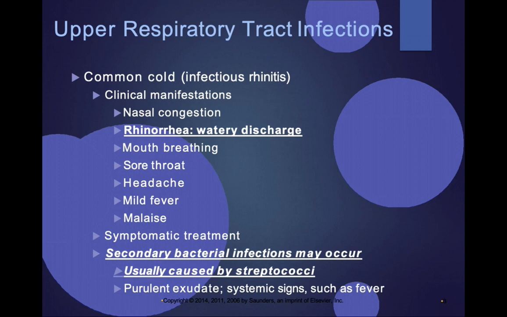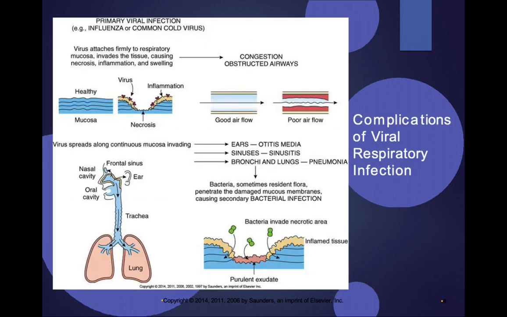The clinical manifestations: there's nasal congestion, there's rhinorrhea. Rhinorrhea is the watery discharge. Because the nose is very congested, people typically breathe from their mouth. There's a sore throat, headache, mild fever, and malaise. Here it's really symptomatic treatment. The problems here are the secondary bacterial infections that occur, and it's usually caused by streptococci. This is where there'll be purulent exudate, there can be systemic signs throughout the body, and a fever.